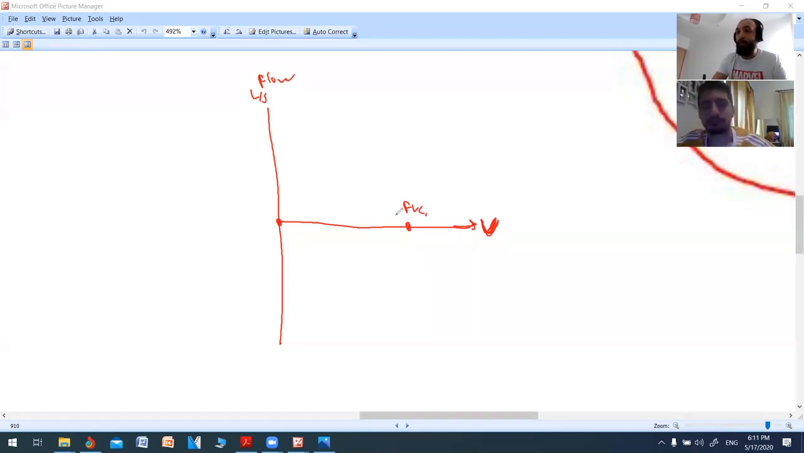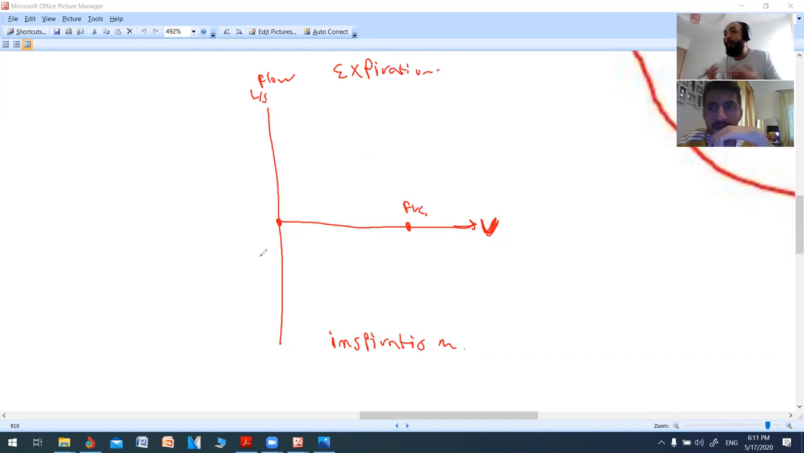Understand? Okay. Why did I draw two parts of the loop? Because in the upper part, we will talk about expiration. And in the inside part, we will talk about what? Inspiration. Okay. Now we have to draw the speeds, the flow. Let's think. If I do inspiration, during inspiration, how do you think the airways will be? Open or closed?